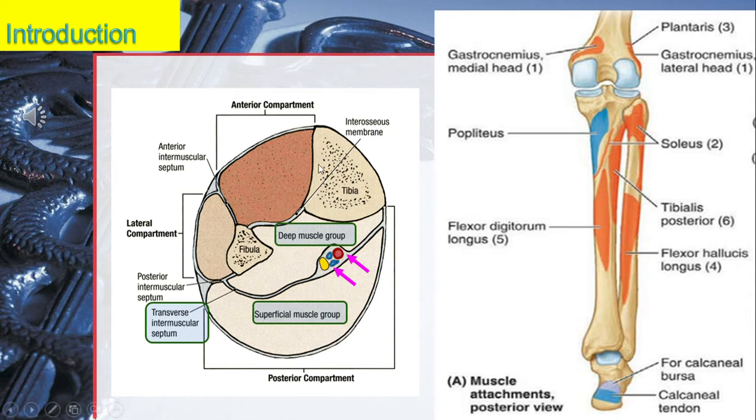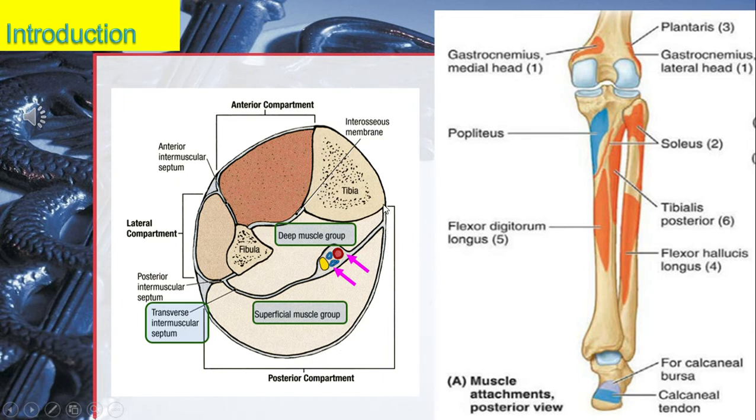We are going to discuss the posterior compartment of the leg in detail. Here we can clearly observe the boundaries of the posterior compartment. Anteriorly, there are the two bones of the leg, the tibia, where you can see the posterior surface, and the fibula, whose posterior surface is involved in the boundary, and in between is the interosseous membrane. Then from the fibula, there is the posterior intermuscular septum attached to the deep fascia of the leg. On the back, the compartment is bound by the deep fascia of the leg.